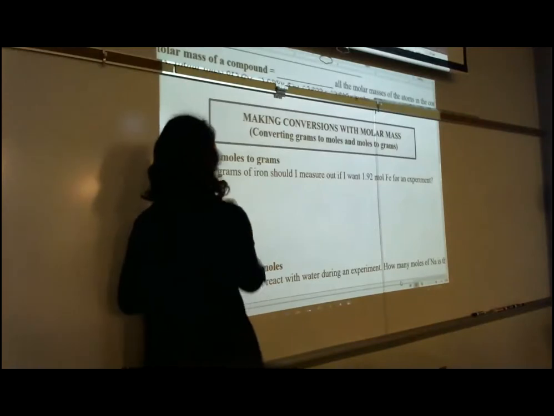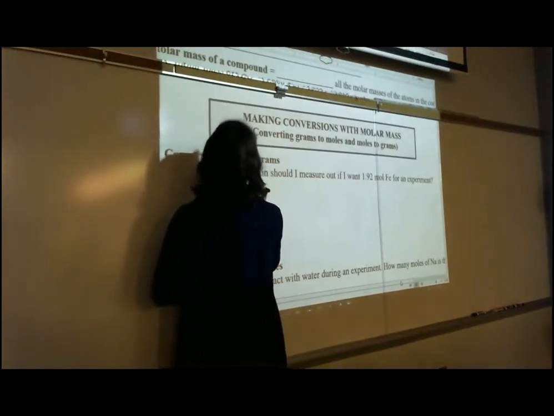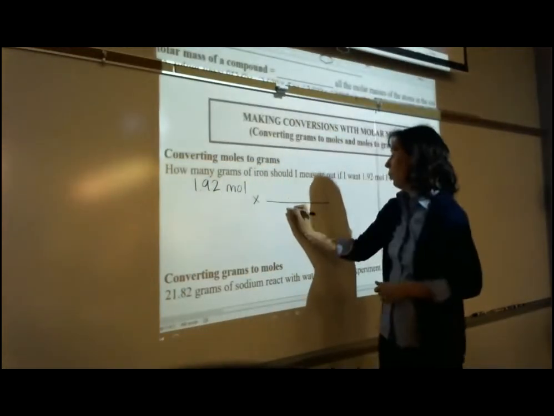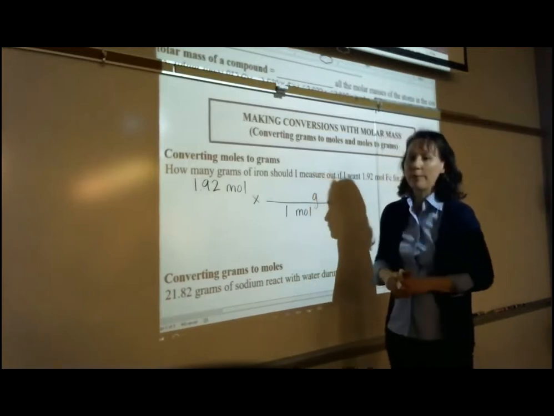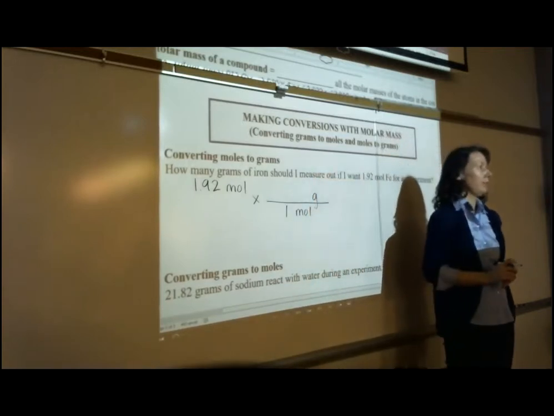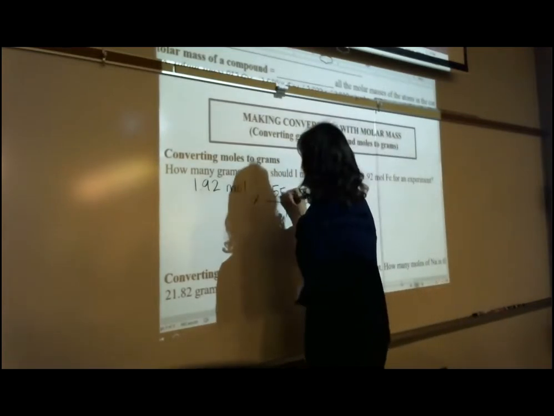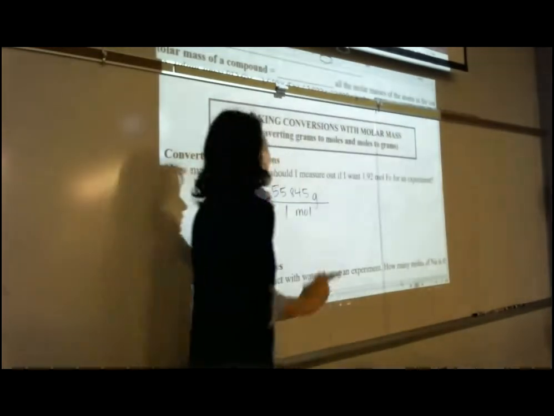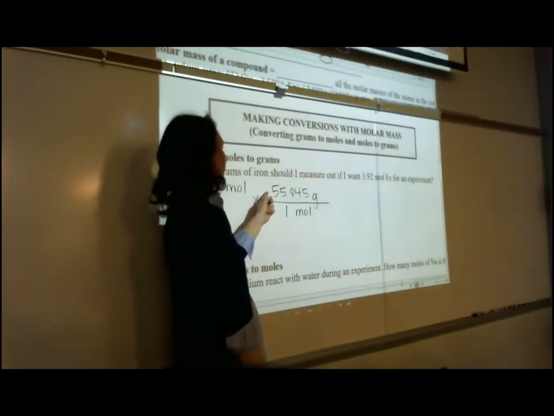How many grams is that? Then I can go to this. So 1.92 moles. All right. 1 mole has the mass of how many grams? Look at your periodic table. 55.845. Does everyone see where this number came from? This is the mass number on the periodic table for iron.